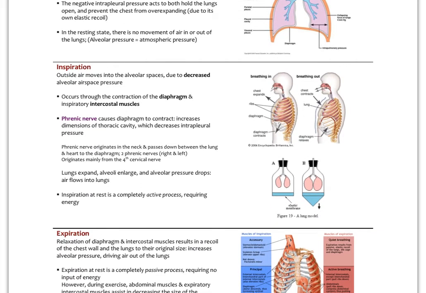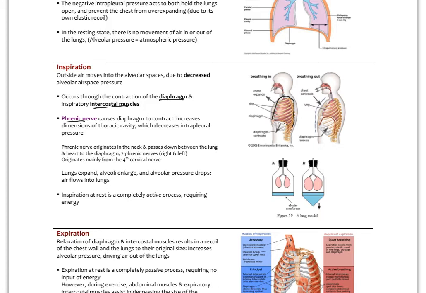On inspiration, outside air moves into the alveolar spaces due to decreased alveolar air pressure. As I've mentioned before, the diaphragm contracts, which creates a larger thoracic cavity. That opens up the chest and draws air into the lungs. The diaphragm at rest is the primary respiratory muscle. The inspiratory intercostal muscles also assist, but that's usually not at rest, it's under more active breathing. Again, it's the phrenic nerve which fires and causes the diaphragm to contract.